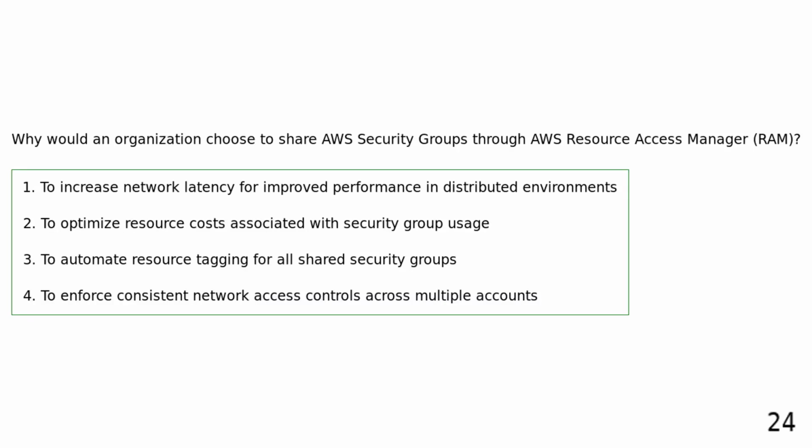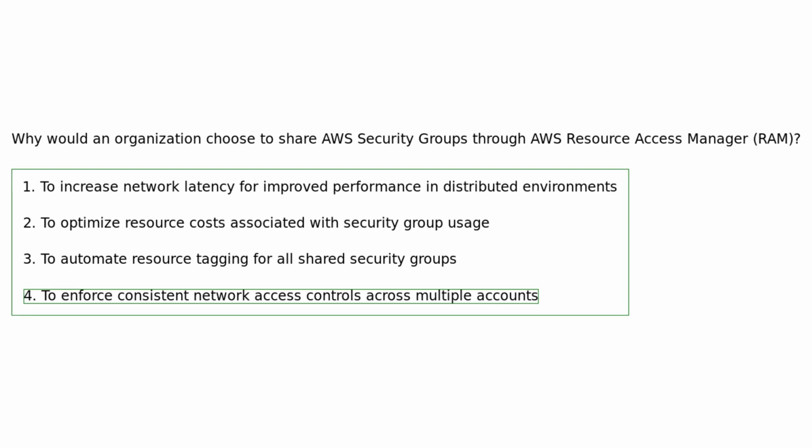Why would an organization choose to share AWS security groups through AWS Resource Access Manager? To increase network latency for improved performance in distributed environments. To optimize resource costs associated with security group usage. To automate resource tagging for all shared security groups. To enforce consistent network access controls across multiple accounts. Organizations may opt to share AWS security groups via AWS RAM to enforce consistent network access controls across multiple accounts, ensuring uniform security measures and access policies across distributed environments.